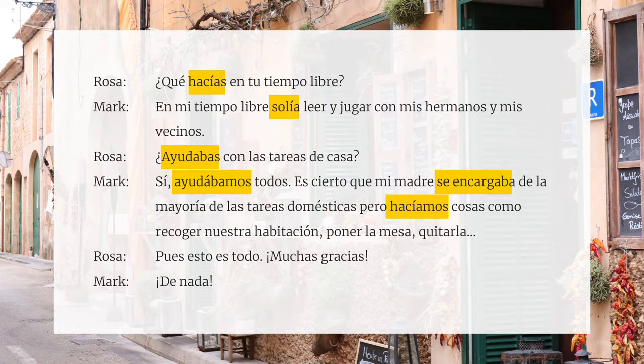Those are imperfect tense forms there. So, hacías, solía, ayudabas, ayudábamos, se encargaba, hacíamos. All examples of the imperfect tense, just as we've seen at the start of this lesson when we were looking at how the imperfect is formed. So hopefully now that we've gone through that, the numbers will rise. Hopefully we'll get fewer ones and twos and maybe more twos and threes now that we've worked our way through the explanations of the text that we covered together.